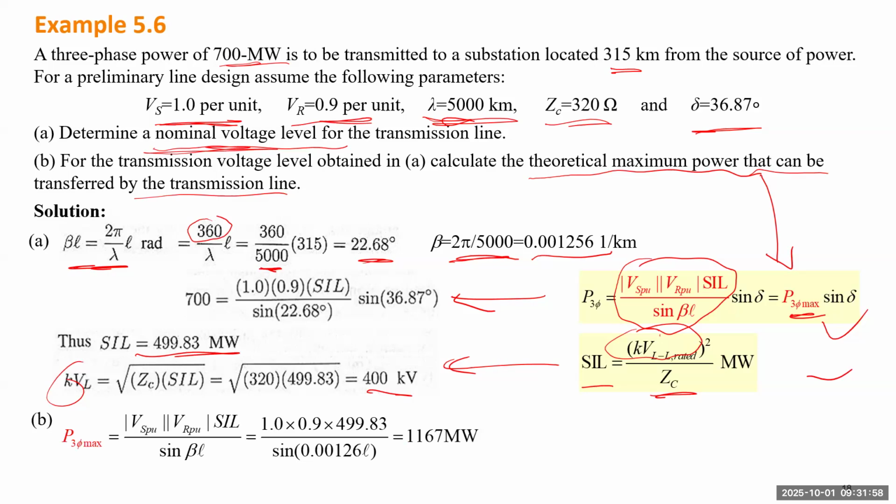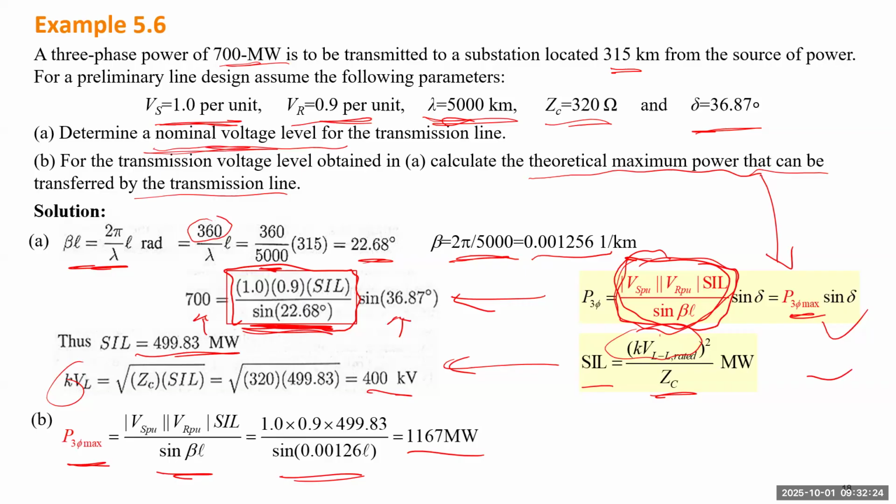So the theoretical limit will be this item. So we already have everything, right? You just plug in the values, and it will give you a slightly higher 1100 megawatt active power. Definitely, you can also calculate directly from here. Because this one is the same as the theoretical limit, you just need to utilize the 700 divided by this sine angle. So that gives you exactly the same answer. So this is an example.